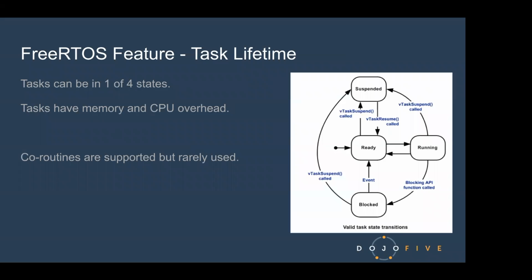And then tasks in general. Tasks can be in one of four states. All RTOSes have this type of diagram, just oftentimes the terminology is a little different. So in FreeRTOS, they can be ready, they can be running, they can be blocked or suspended.